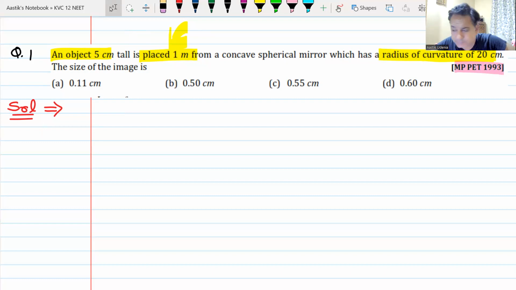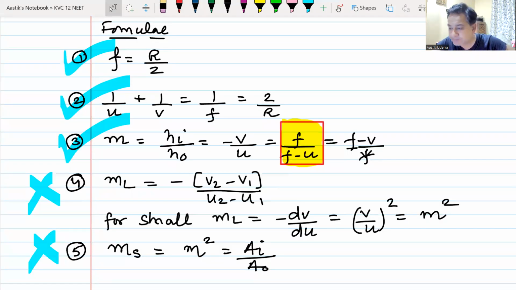Shall I do it? Only these three formulas, gentlemen and ladies, boys and girls. Only these three formulas you have to apply. Formula number one, formula number two, formula number three.